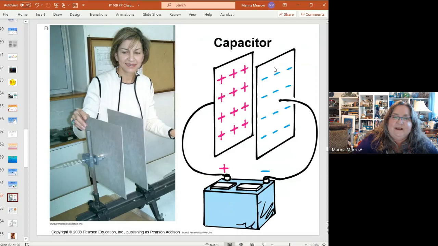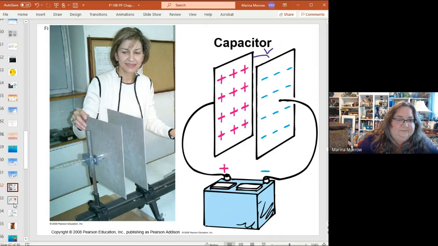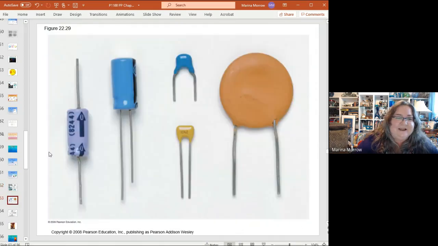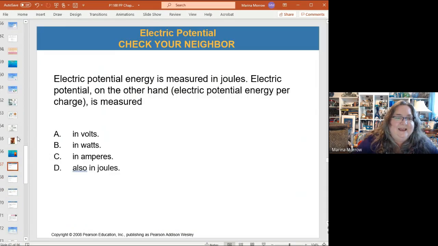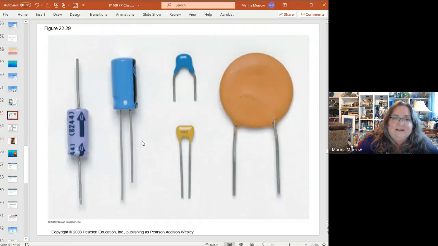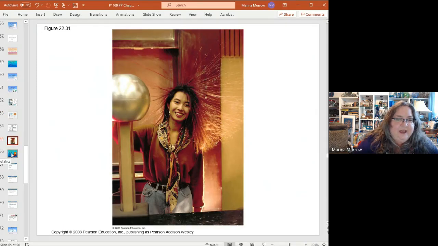This is what's called a capacitor. You charge up the two sides and you create a certain amount of voltage. So if you charged it with a 9-volt battery, then that would be 9 volts. Anyway, it can retain that voltage. And these are little capacitors, the kind you might find inside a circuit board.